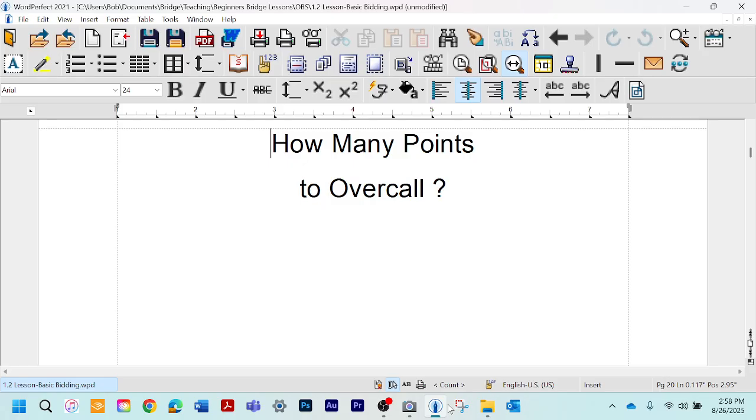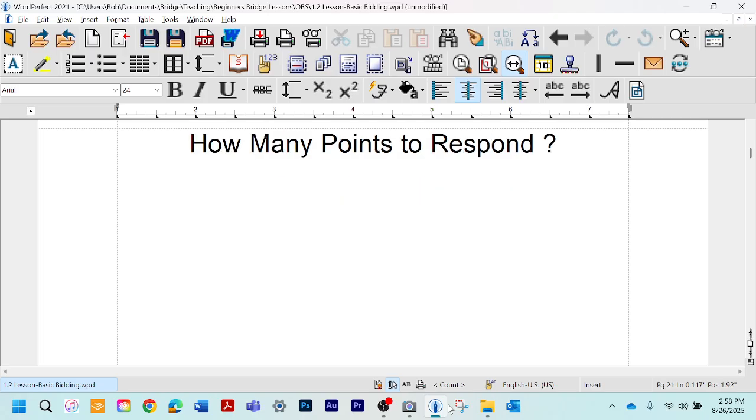How many points to overcall? Generally, it's about the same as the opening hand. Some 12 points or so, but to overcall, you've got to make sure you have a decent suit. Whereas to open the hand, if you have 12 points, you have to open.